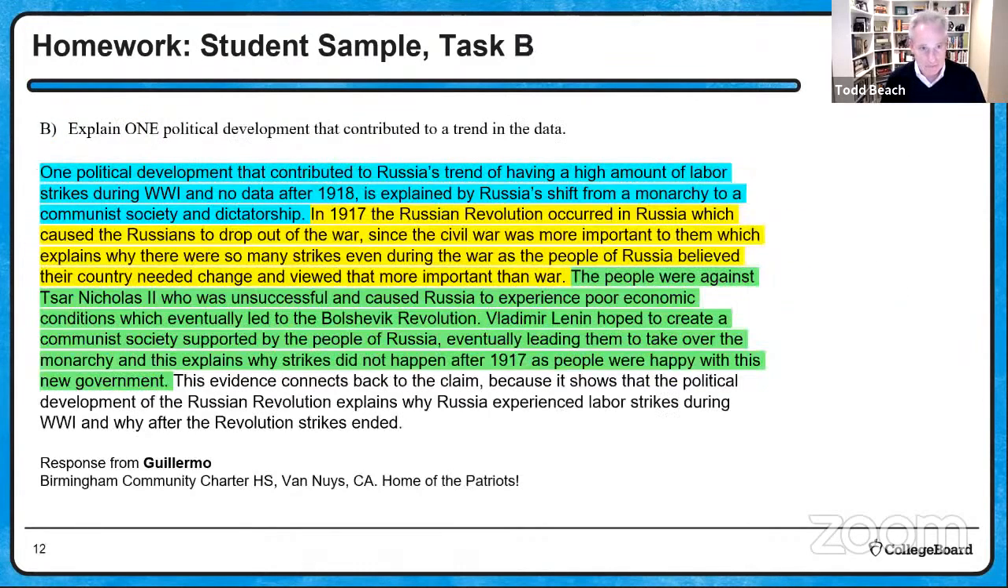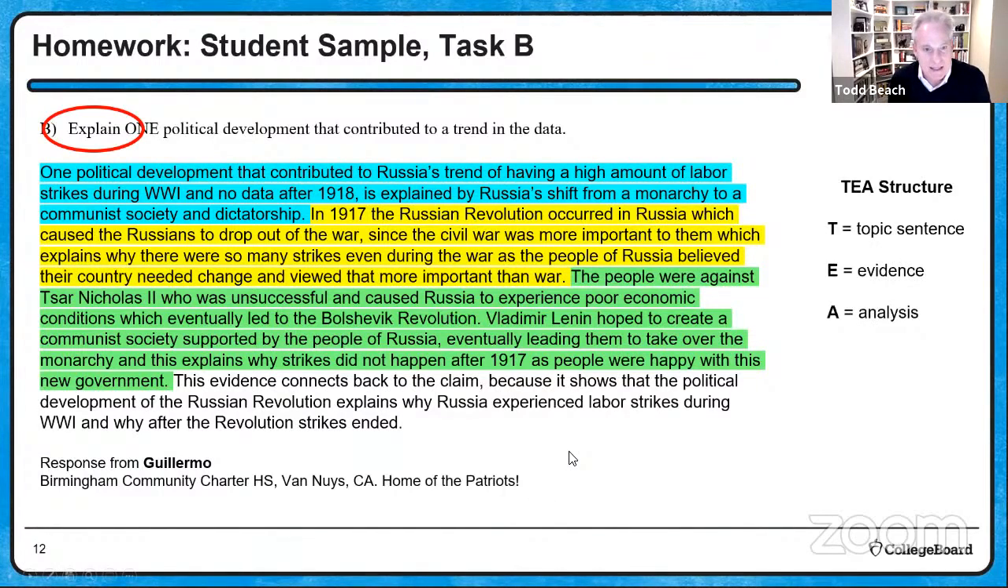Task B. This is an explain task. If you explain, you're not only going to tell me what happened, but how or why or because. So there's a higher threshold with an explain task. This is explain one political development that contributed to a trend in the data. This is from Guillermo from Birmingham Community Charter High School in Van Nuys, California. They are the home of the Patriots.